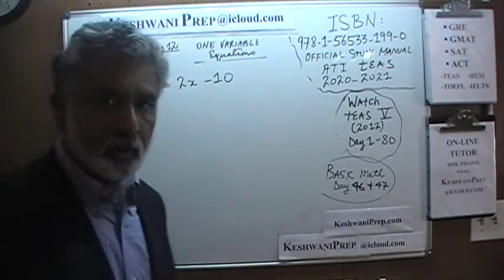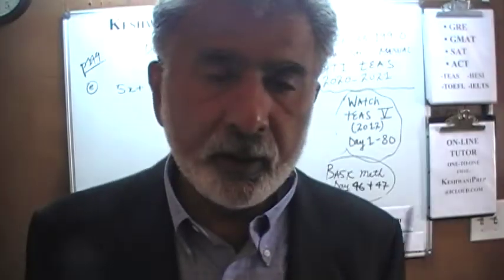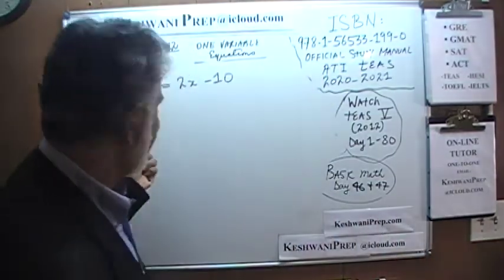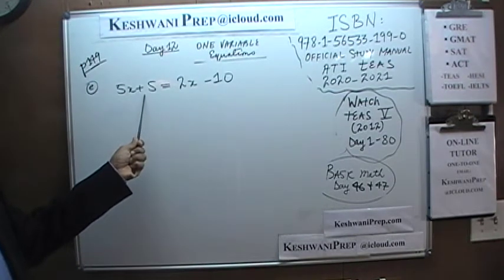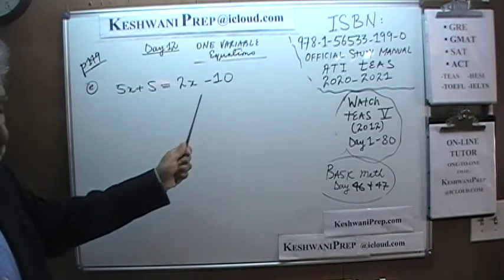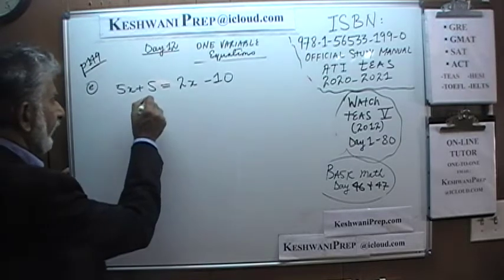Again, the goal always is to bring all the unknowns to one side and all the known quantities to the other side. And typically, the convention, the tradition, is that we keep the unknown on the left-hand side and the known quantity on the right-hand side. So this is a known quantity, 5 is a 5. How do we bring it to this side? It's very simple. Subtract 5 from both sides.